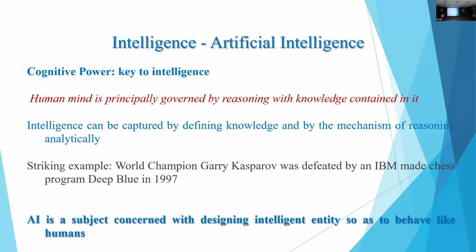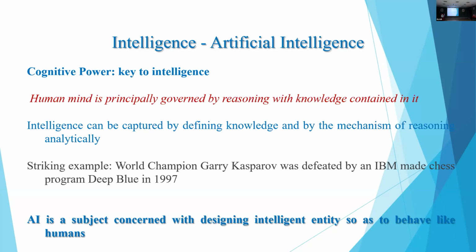One of the striking examples came long back in 1997, when the then chess champion Garry Kasparov was defeated by an IBM-made chess program. The name of the chess program is Deep Blue. Just imagine, Garry Kasparov was the chess champion, but he lost the game to one particular piece of software. So what was inside it?